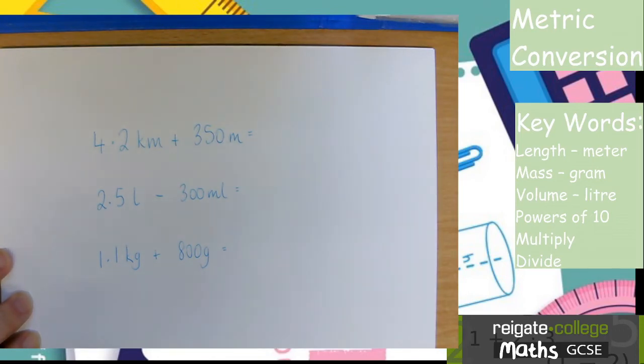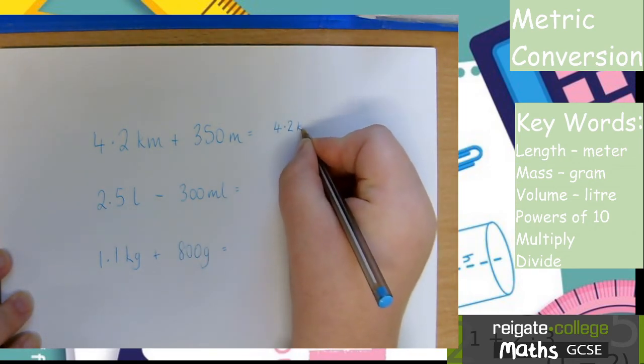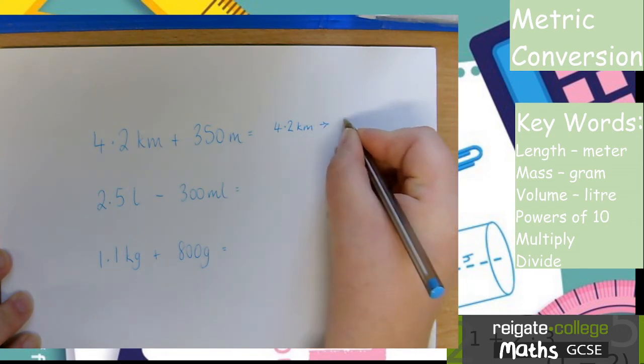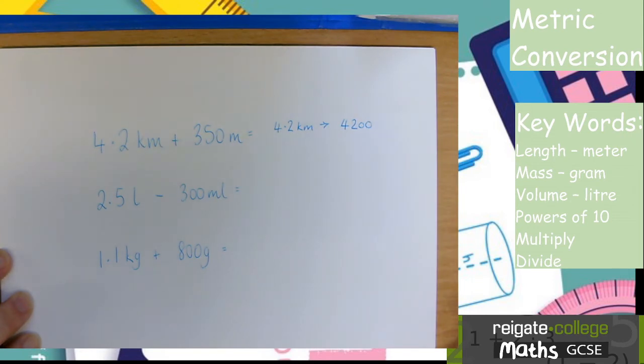So remember, any adding or subtracting of our units of measure requires us to be working in the same unit. And what we would do is make the number in the bigger unit match the smaller unit. So if I wanted to add 4.2 kilometres to 350 metres, I would firstly convert 4.2 kilometres to metres. And I do that by multiplying by 1,000.